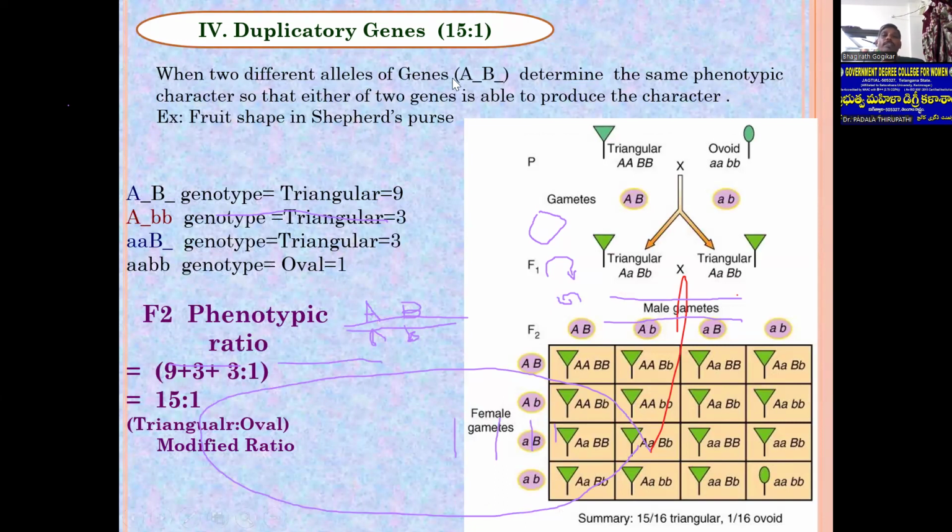When 2 different alleles of genes A and B determine the same phenotypic character, so that either of the 2 genes is able to produce the character.